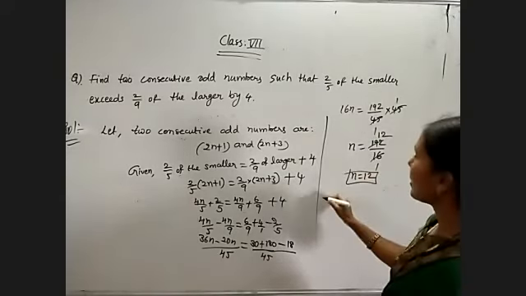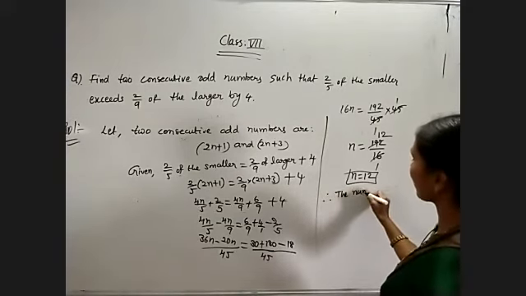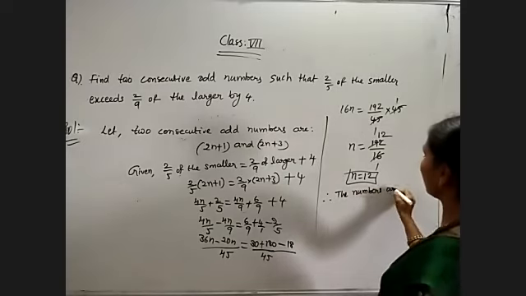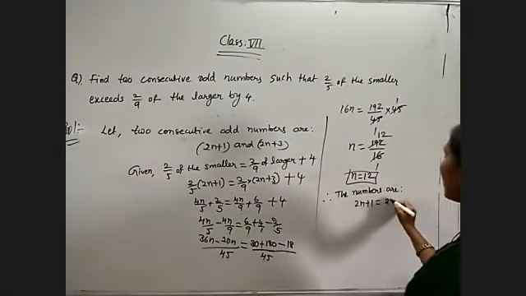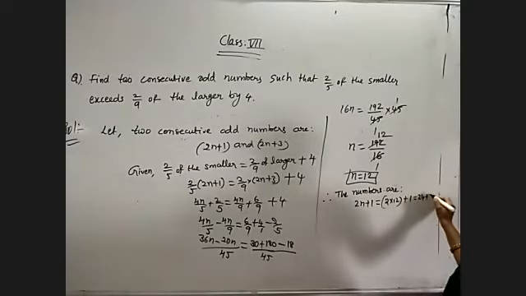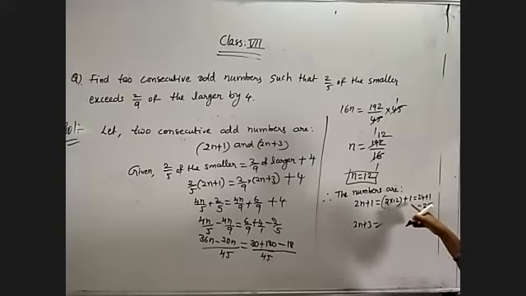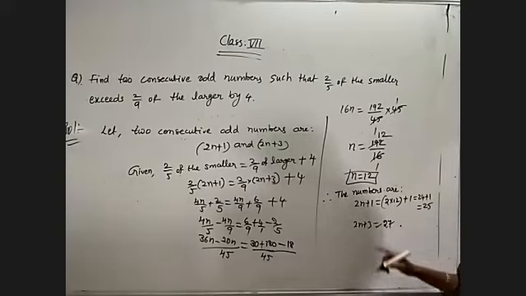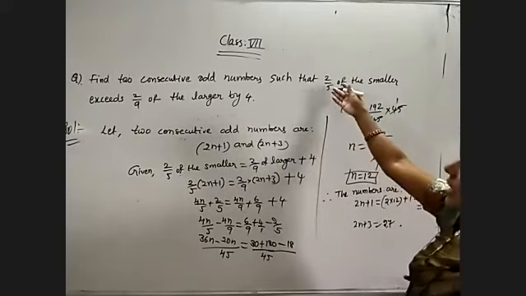Therefore, the required numbers are 2n plus 1, that is equal to 2 into 12 plus 1. 12 twos are 24 plus 1 is equal to 25. And 2n plus 3 is nothing but 24 plus 3, that is nothing but 27. So the next number is 27. 25 and 27 are the consecutive odd numbers which satisfy the given condition.